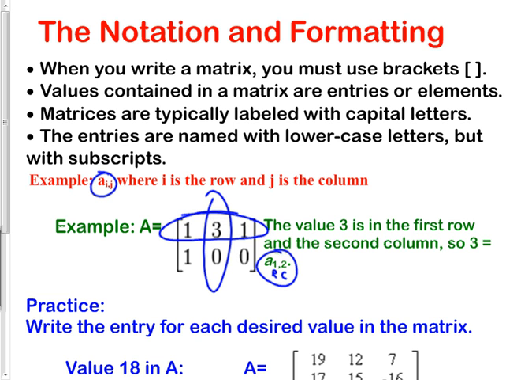Does that make sense? So if I said, where is A 4, comma 1, I hope you would say it's row 4, column 1, and there isn't a row 4, so that doesn't exist in this matrix.